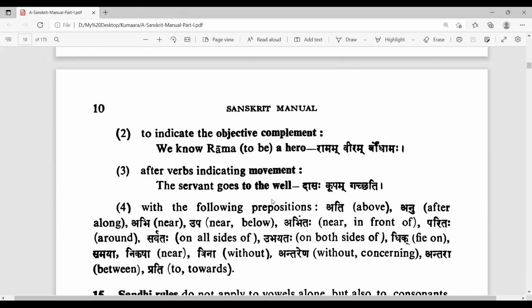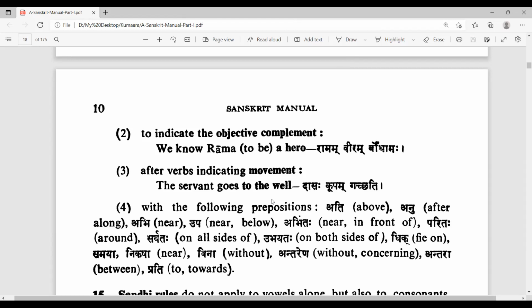Similarly, there is the objective complement, like the subjective complements. Vayam Bodhamaha. What? Vayam Ramam Bodhamaha. Rama to be what? Veeram. So Vayam Ramam Veeram Bodhamaha. Here Veeram is the objective complement. We consider Rama to be brave. So this is an objective complement.